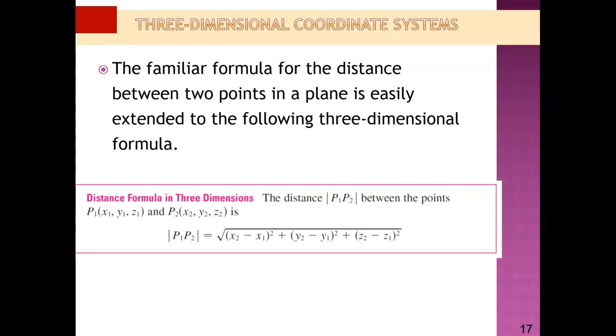Now, a familiar formula for the distance between 2 points in a plane, which is, remember, called the distance formula from Euclidean geometry, can easily be extended into 3 space to find the distance between 2 points in 3 dimensions. Here's the distance formula for 3 dimensions. The distance between points P1 and P2, this is called the absolute value because remember, distance is always a positive value, between any 2 points where P1 is given here and P2 is given here, is simply an extension of our old distance formula.